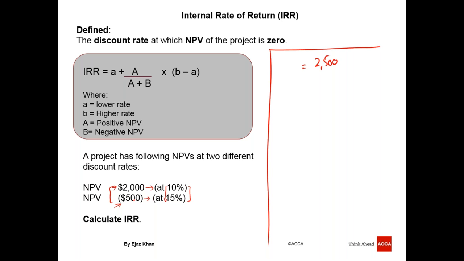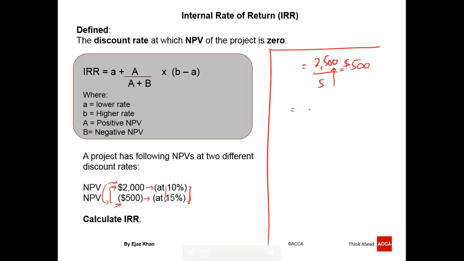And I hope people have got this 2,500 change, from 2,000 positive to 500 negative. So there's a $2,500 change in the NPV because of the 5 percentage point change in the rate. So a 5 percentage point change has resulted in a total change of $2,500 in NPV. So per percentage point change will be equal to, if 5% has resulted in 2,500 change, then what change will there be if we change it by only 1 percentage point? 2,500 divided by 5, that is 500. So every 1 percentage point in this case will change the NPV by $500.